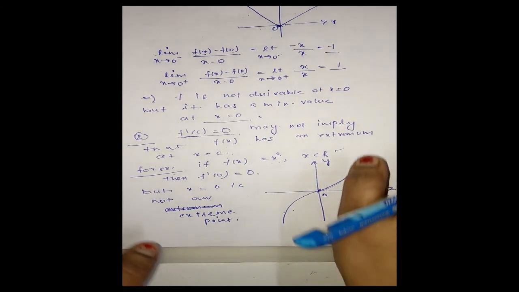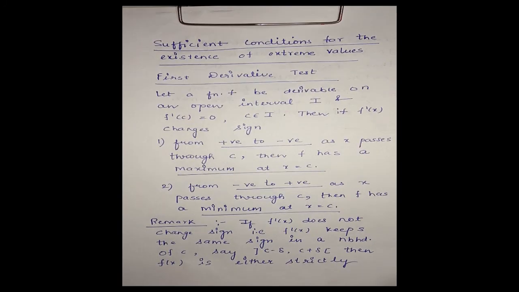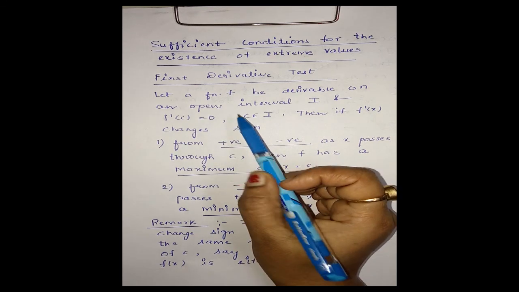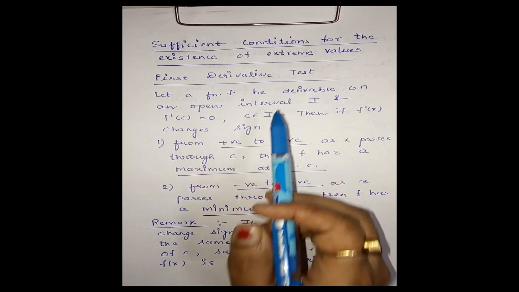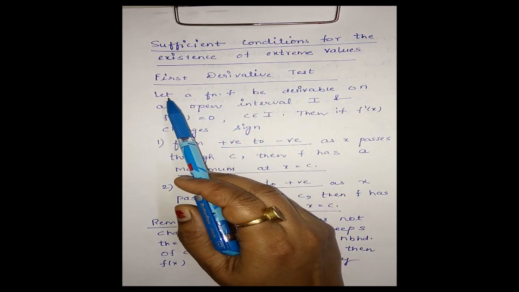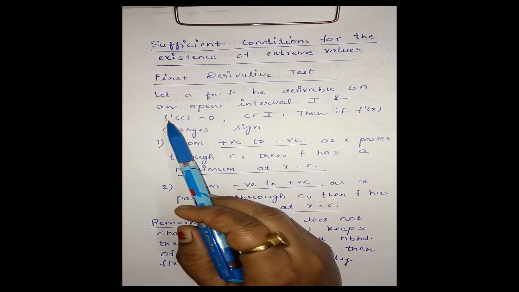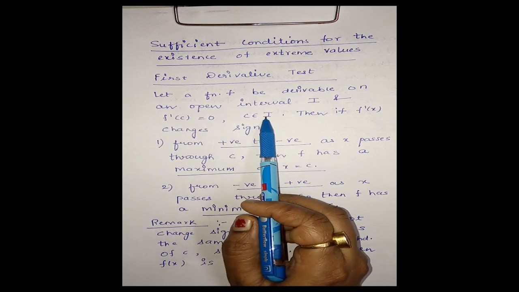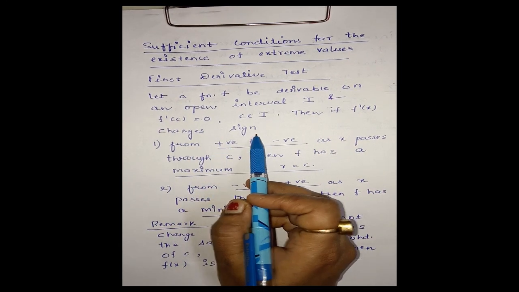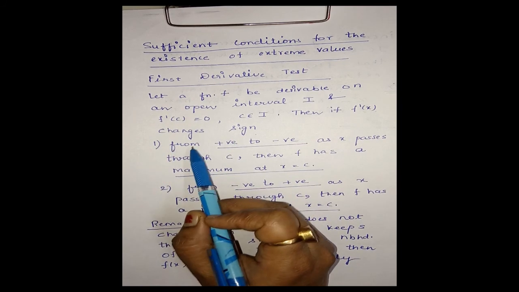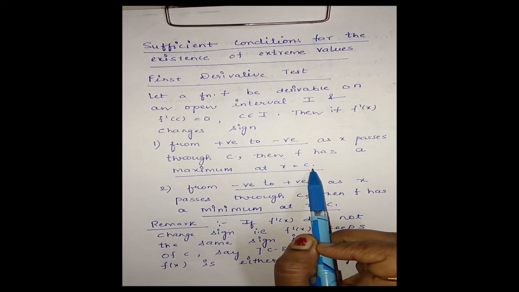Clear? Next we come to the sufficient conditions for the existence of extreme values. For the sufficient condition for existence of extreme values, we have the first derivative test. The statement is: let a function f be derivable on an open interval I, and f'(c) = 0 where c belongs to the interval I. Then if f'(x) changes sign from positive to negative as x passes through c, then f has a maximum at x = c.